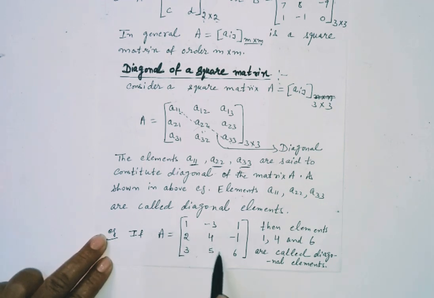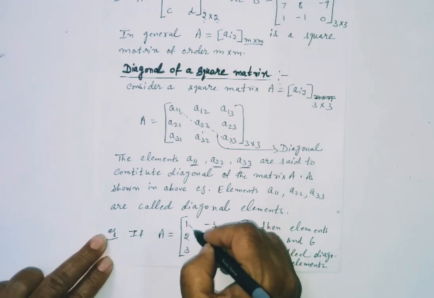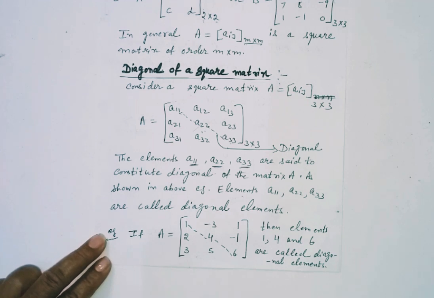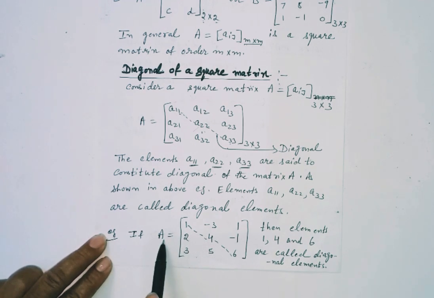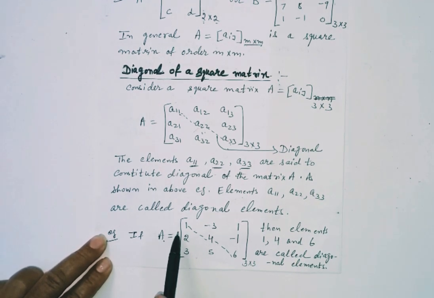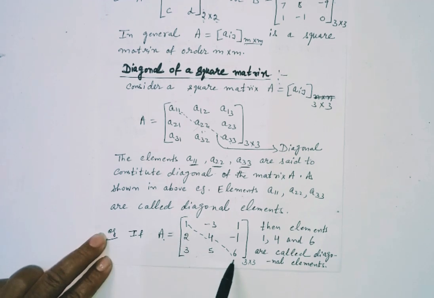1, 4, 6. So we can even join them. No, there is no need to join them while you are doing the calculations or routine questions. It is just to explain to you that I have joined them and made a diagonal. So the diagonal of matrix A, a square matrix of order 3 cross 3, is constituted by the elements 1, 4 and 6.